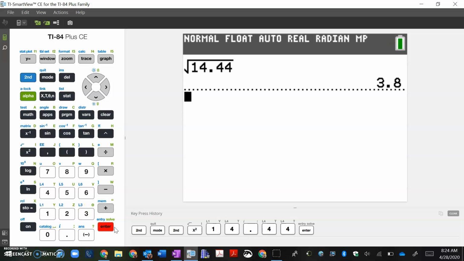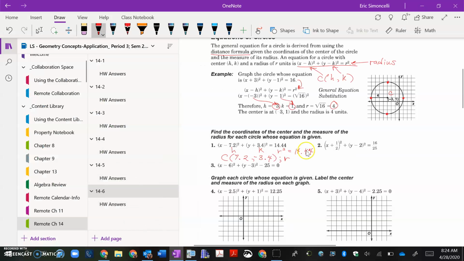That ends up being 3.8, which simply is your radius. You could do the same graphing process, kind of like what we saw up in the example above.